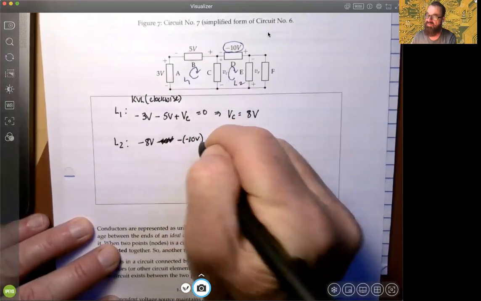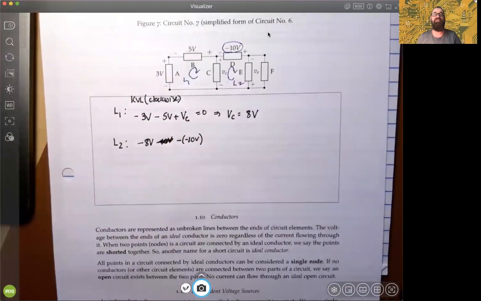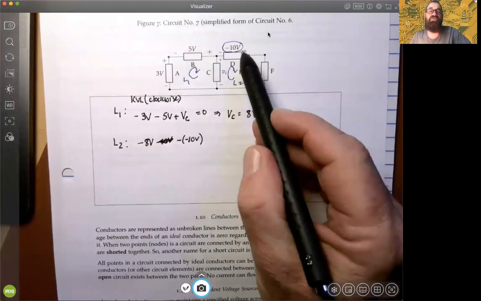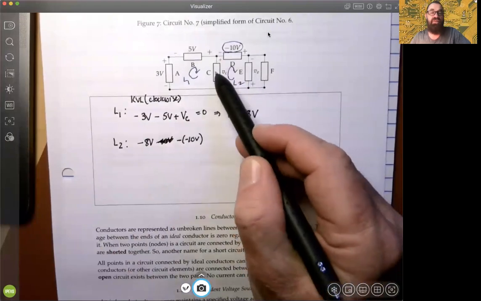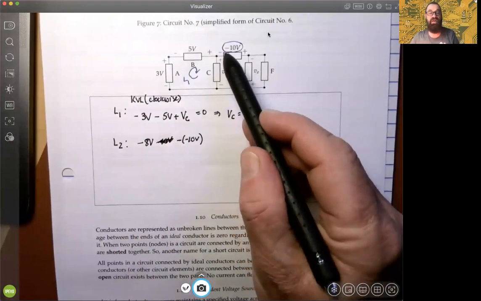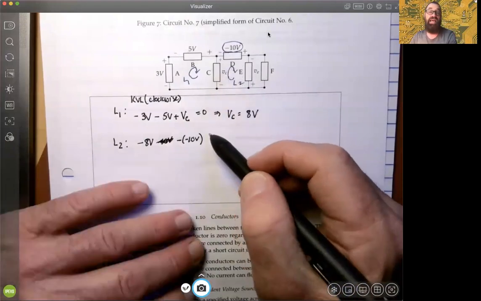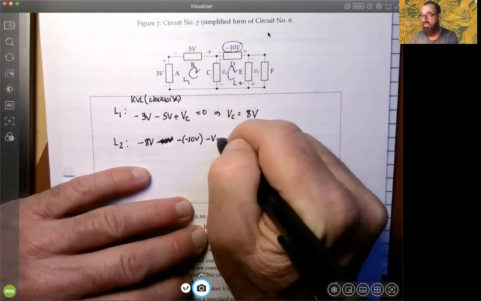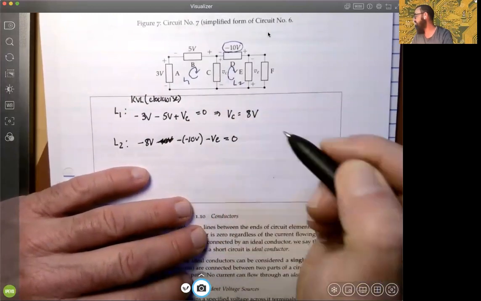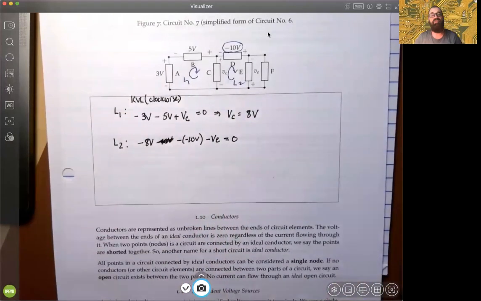So in fact, what we really have is minus, I'm going to scratch this out, minus 10 volts. Interesting. This is not a typo. If they're telling you this is negative 10 volts, and then we are coming into the negative pole, we know we have to apply a minus sign. In fact, we're going to be adding 10 volts, right? And then we're coming into minus VE equals 0. Very tricky, isn't it?